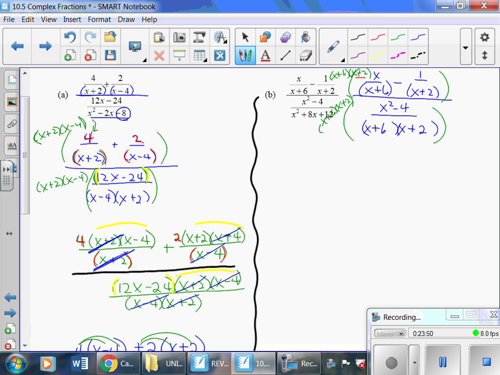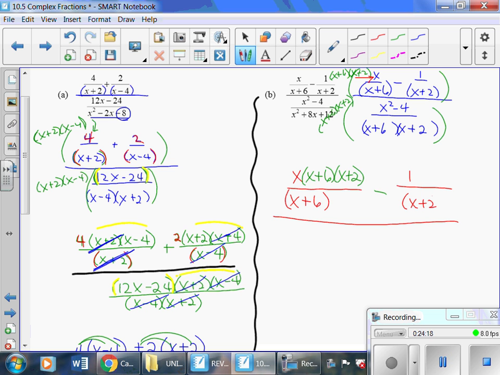So it's going to be this times this x. So here's the x in my original numerator. Here's the x plus 6 in my denominator, right? Here's my big fraction right here. All right, and then we're going to multiply by that x plus 6, x plus 2. Minus, and once again, here is the 1 over the x plus 2 from our original fraction, and then we're simply going to multiply this by x plus 6, x plus 2, and we're going to do the same thing in the denominator.